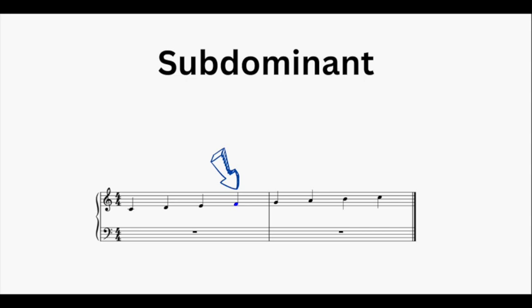Rather, the dominant is 5 notes above the tonic. The subdominant is 5 notes below, under, sub, the tonic. So it's a mirror image of the dominant. The dominant, again, is 5 notes above the tonic, and the subdominant is 5 notes below, sub, hence subdominant.